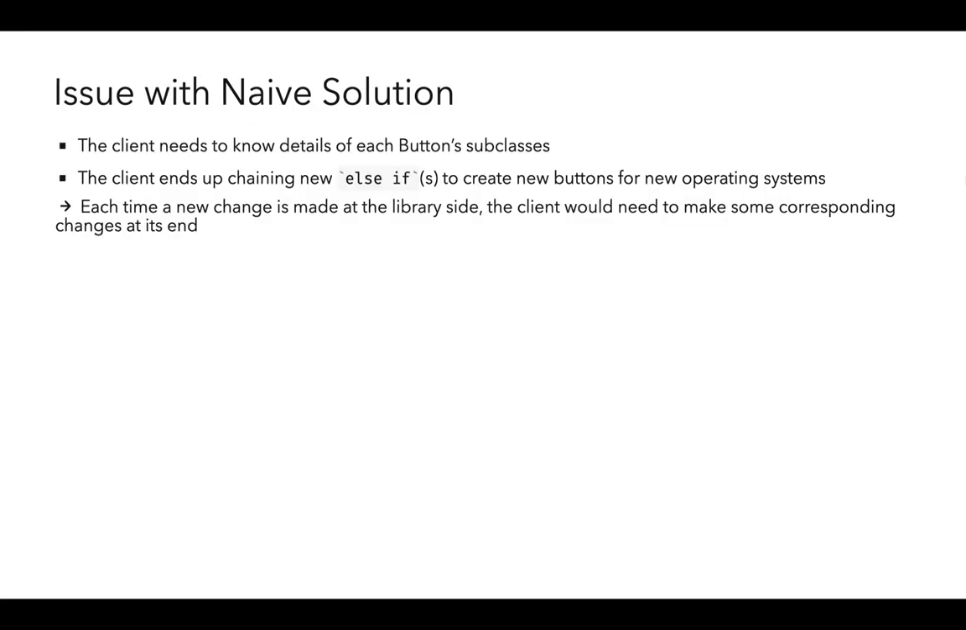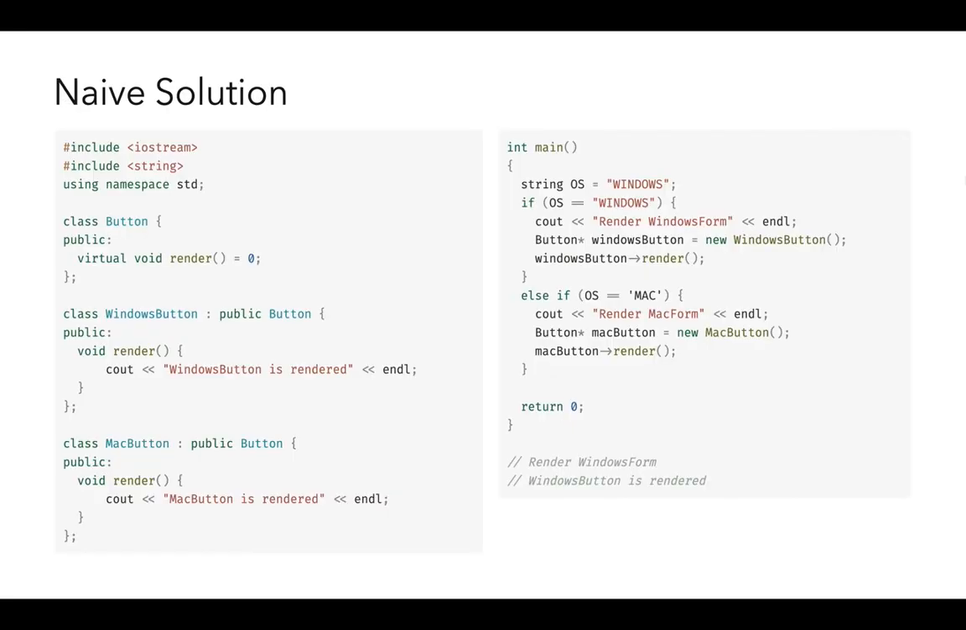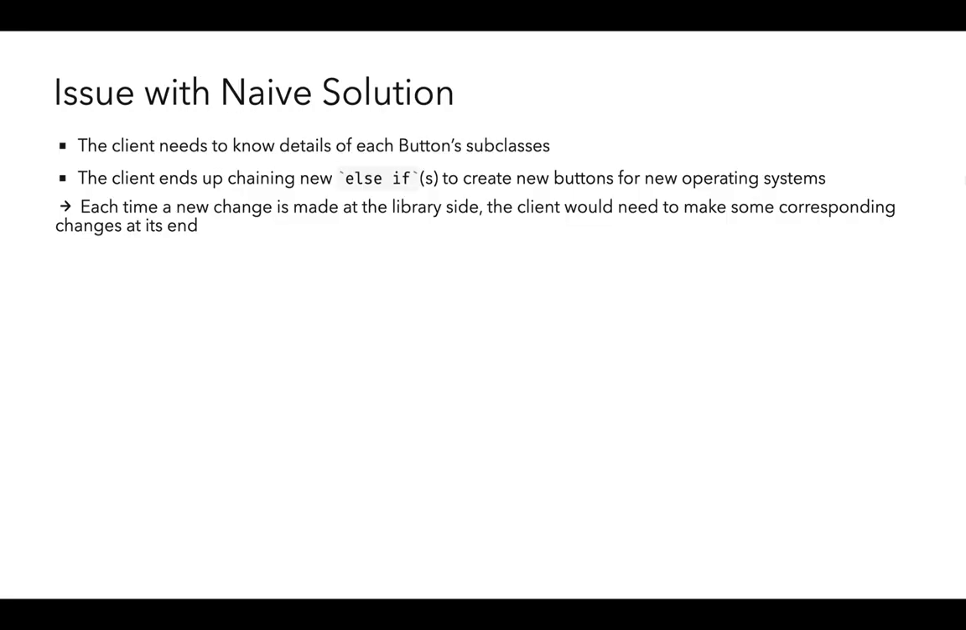So obviously the client needs to know the detail of each button subclass. So the client needs to know that we have the Windows or the Mac button. So later, if we decide that we will support the Linux operating system, we have to change the else if to the button for the Linux OS. So each time a name change is made at the library side, the client would need to make some corresponding changes at its end.